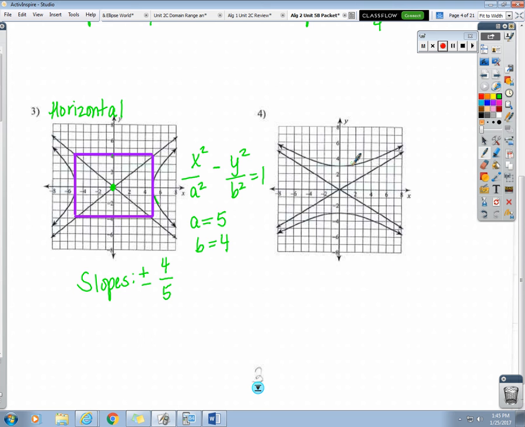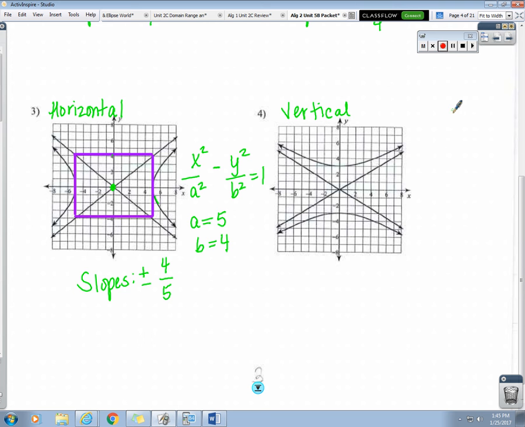Okay, number 4, is this horizontal or vertical? Vertical. We have one opening up and another side opening down. So it's vertical, which tells you what? Right, the y comes first. It's y squared minus x squared equals 1. And so the a is under the y this time, the b is under the x.